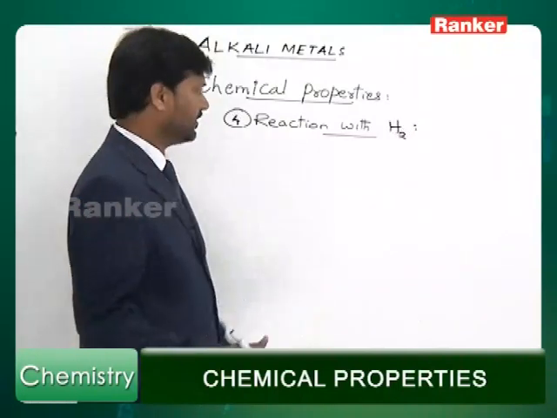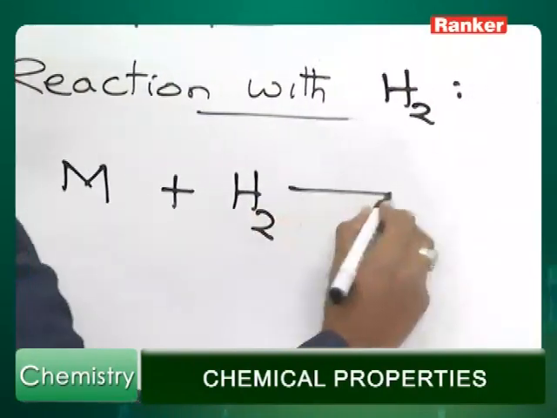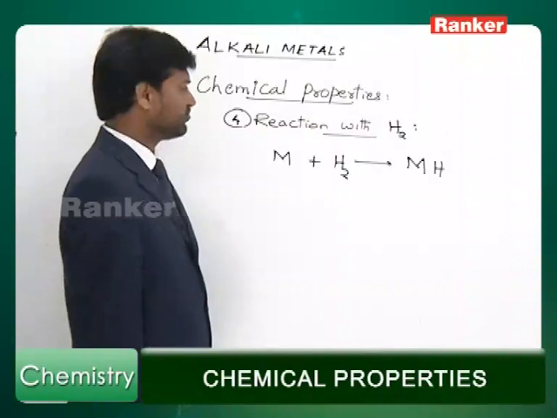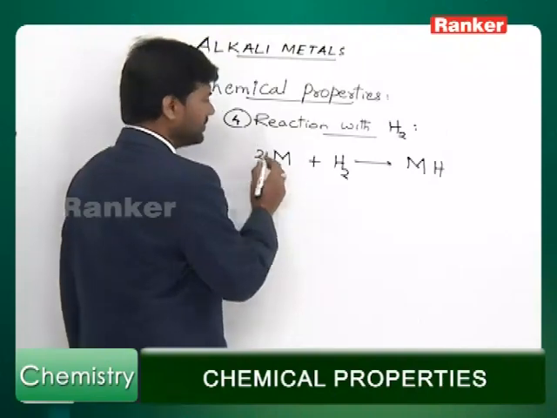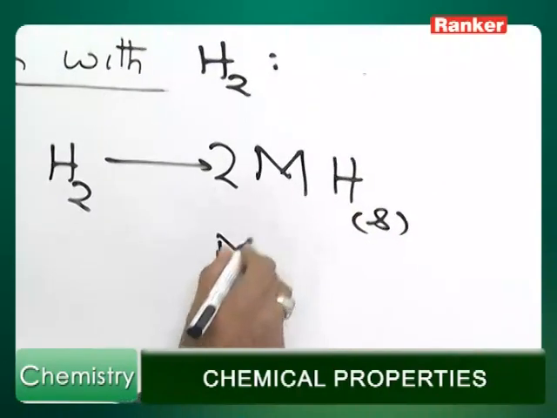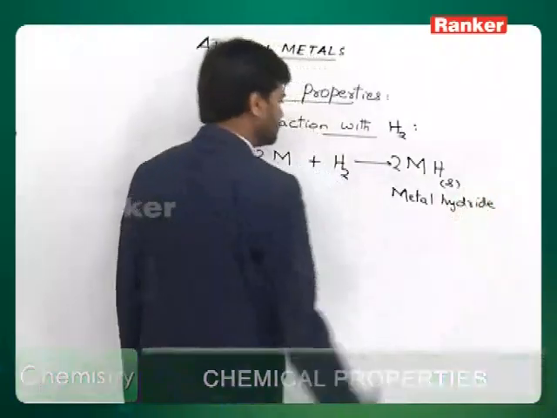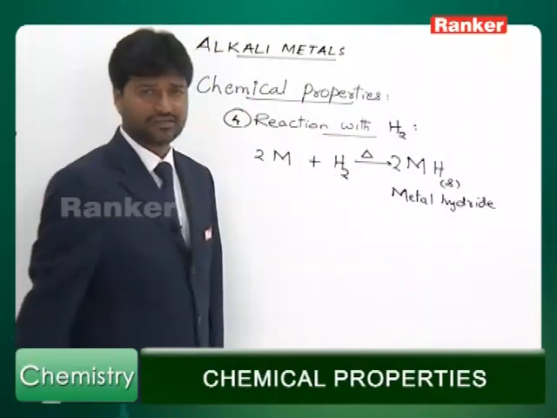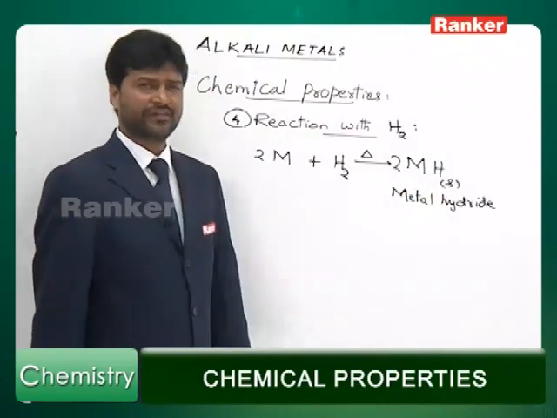Let's learn about reaction with hydrogen. Alkali metal reacts with hydrogen and you get a compound of this type, MH. This is called metal hydride. This is how you can balance the equation. This reaction takes place at elevated temperature. You need heating. So when alkali metal is heated in presence of hydrogen gas, you get a solid metal hydride.